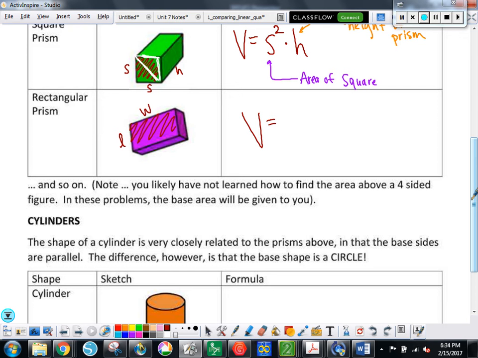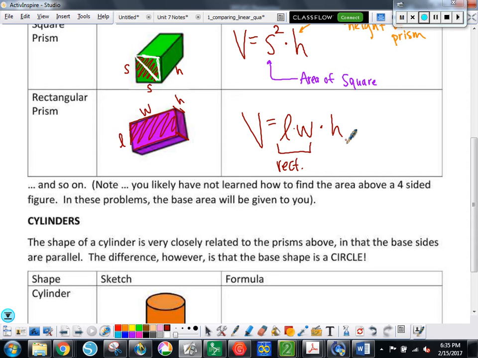Okay, so the volume of this guy has to be the area of the base, which would be length times width. Again, this is the rectangle times the height of the prism. We can put that right here.